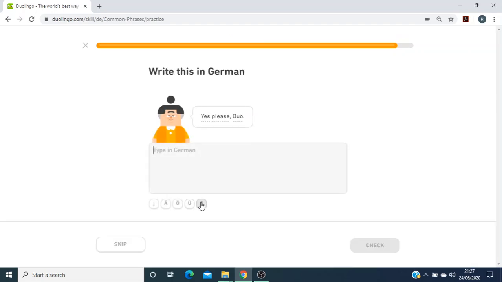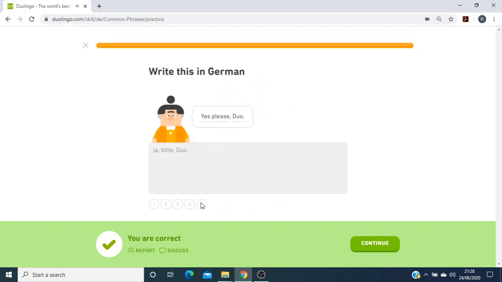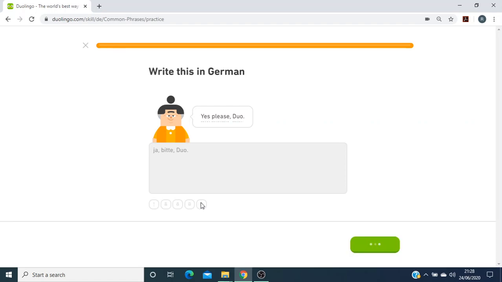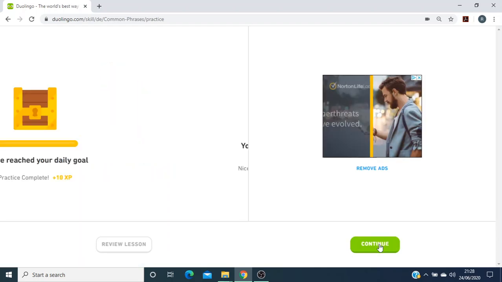Ja, please, Duo. Please is bitte. And bitte is one of those words that can mean quite a few things. You can also say bitte to say you're welcome. And there's probably a list somewhere of a lot of other meanings of bitte, but mostly it just means please. So there we go. That's some common phrases to get you started in basic German.